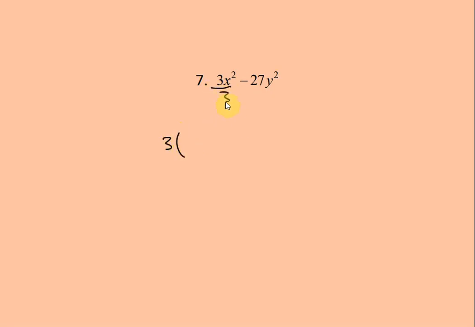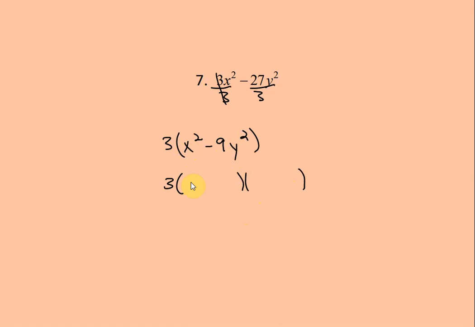So if I divide each term by 3, if I factor a 3 out, that leaves me with x squared. 27, or negative 27, divided by 3 would be a negative 9, and then I have the y squared. Now I have x squared is a perfect square, 9 is a perfect square, and y squared is a perfect square. So I do have a difference of perfect squares. So if I factored something out to begin with, that's just going to tag along with my answer. And then I'm going to factor the rest of it using a difference of perfect squares.